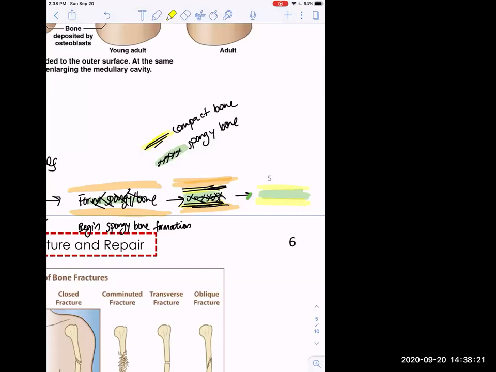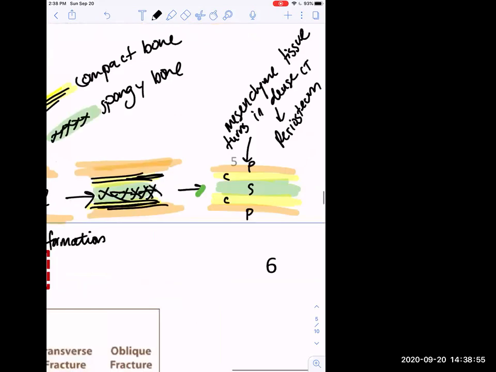And then the very last step here is this mesenchyme tissue, originally here. This mesenchyme tissue turns into dense connective tissue and it becomes your periosteum. So here's your P for periosteum, C for compact bone, and S for spongy bone. That's the typical anatomy of how these bones are formed.